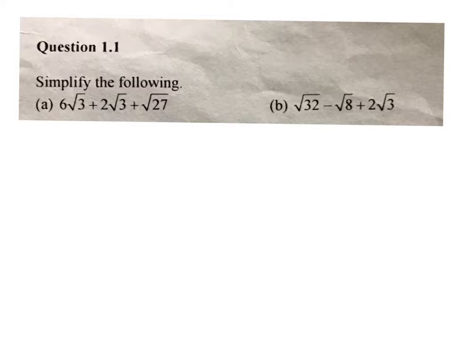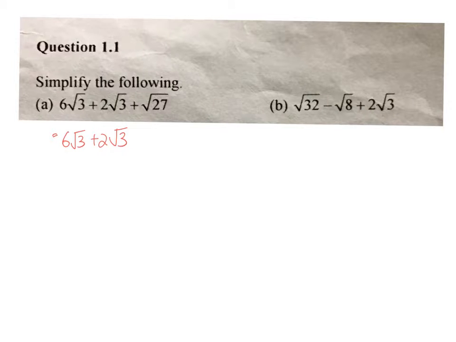So you simplify the following. Okay, that is from the topic of adding and subtracting like surds. So 6 square root 3 plus 2 square root 3 plus square root 27. Sometimes the surds are not alike, so what we must do is try to combine the surds together and make them alike. Okay, and here this is basically 6 square root 3 plus 2 square root 3 and square root 27.